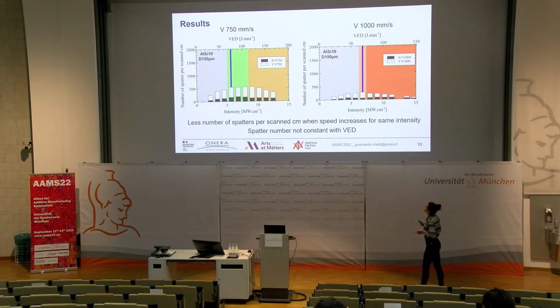We still have the same effect of increase and decrease, and you can see here that if we speak of spatter per scan centimeter, we really see that when we go at a higher scan speed, we have less spatter ejected. We have the same effect there. The aspect ratio around 1 is still at the maximum ejected spatter.